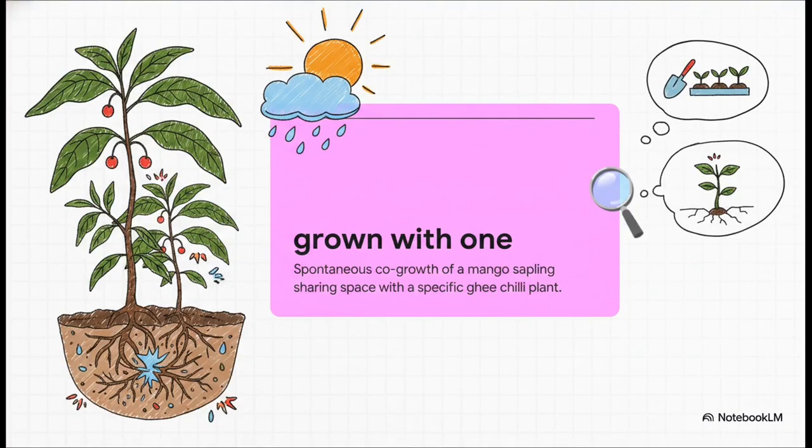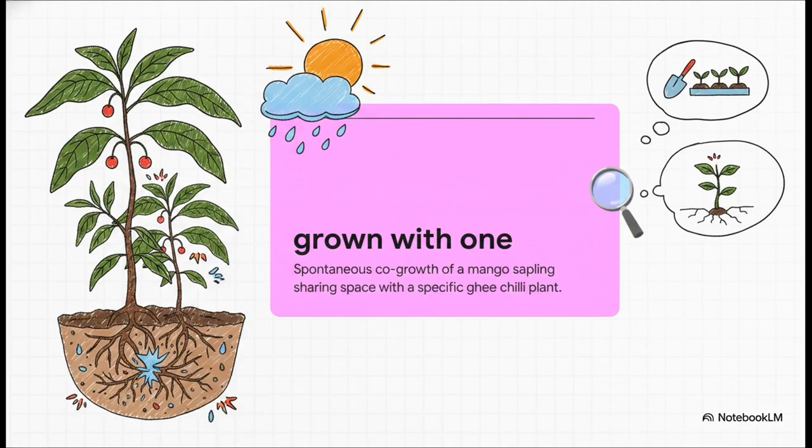Section 4, the co-growing phenomenon. So the crucial point is, it all comes down to three seemingly simple words: "grown with one." This right here is the definition of our botanical anomaly. The text clearly notes the mango sapling was grown with one of the ghee chili plants. It didn't just sprout in some empty, abandoned pot nearby on the terrace. No, it inserted itself right into the exact same soil real estate as the intended crop.